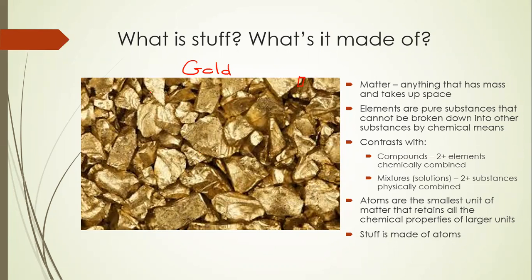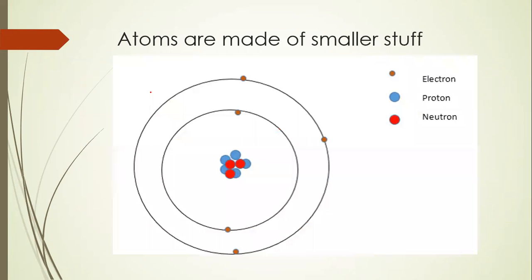So stuff is made of elements, and elements are made of atoms. Atoms are made of even smaller stuff. They consist of a positively charged proton and a neutral neutron that reside in the nucleus or center.